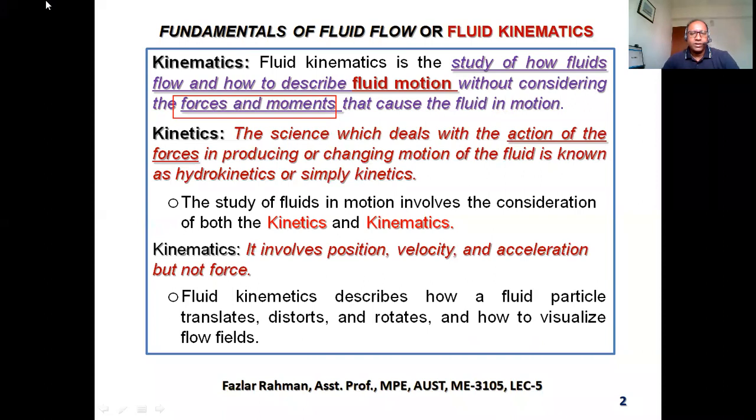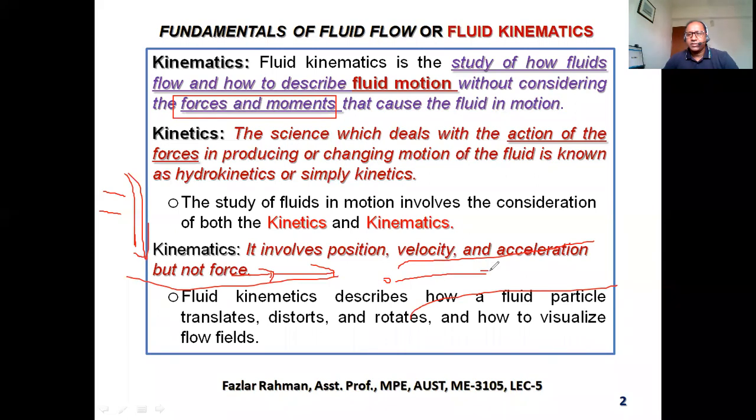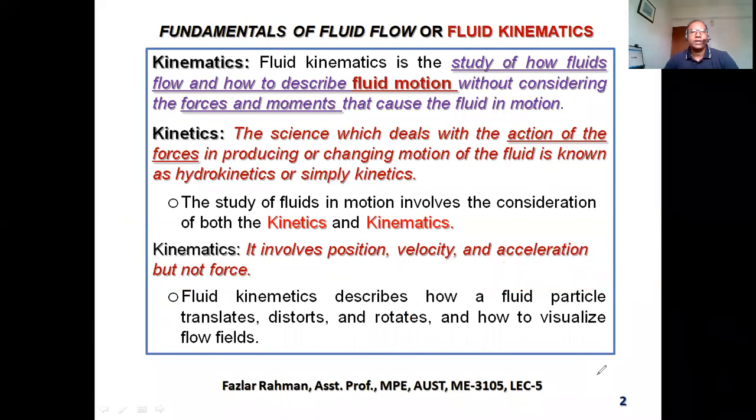For example, you would like to figure out how water flows in a waterfall. From the high hill, water is falling down, then water is flowing through a canal or river. So how will that water flow? For example, a fluid particle falls down from the fall right over here. It might flow directly in a straight line, or it might come in a zigzag way. So all those things we will study in this chapter. So the assumption is that we will not consider force and moment. Okay.